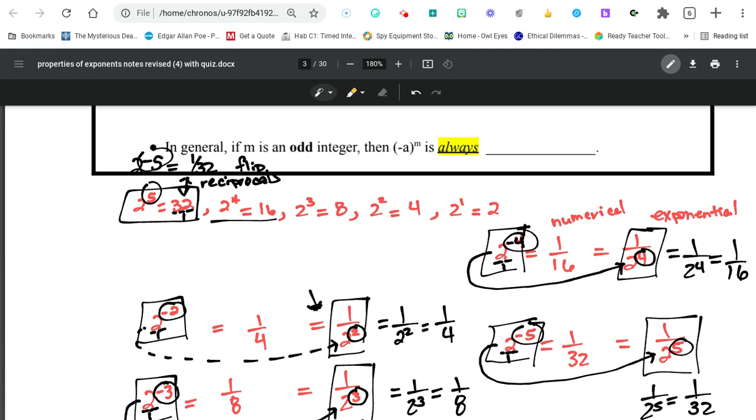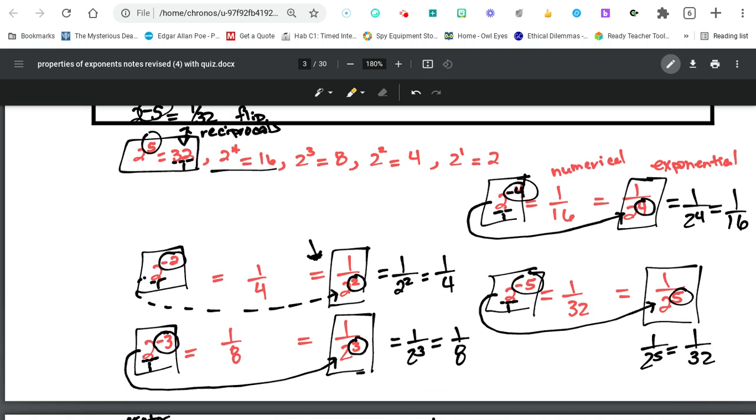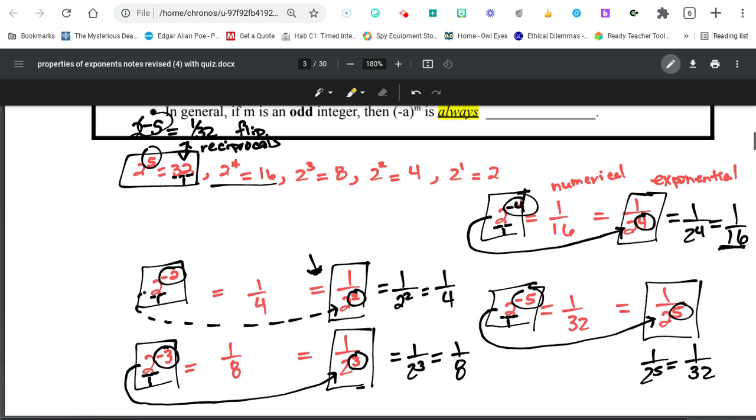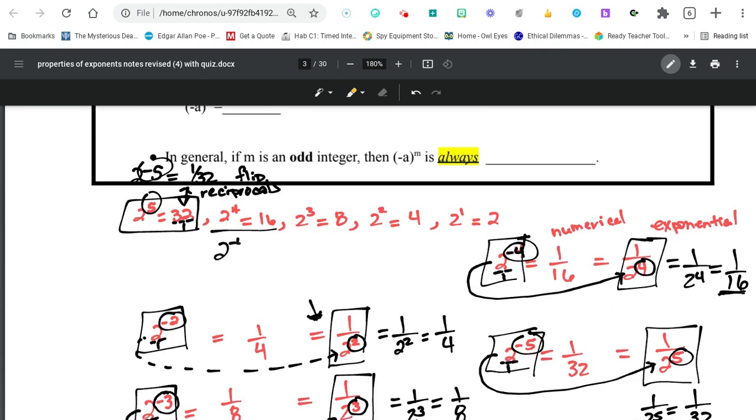2 to the 4th power was 16, but 2 to the negative 4th power was 1 over 16. So when you have the same base, but the exponents are opposites, the answers will be reciprocals of one another, 16 and 1 over 16. So 2 to the 3rd power is 8. So 2 to the negative 3rd power is the reciprocal of 8, which is 1 over 8.